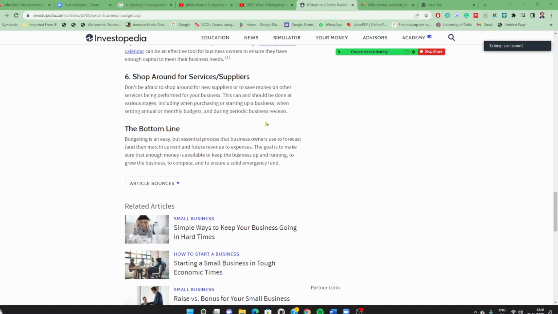So the bottom line of the entire story, or the crux of the story, is budgeting is an easy but essential process that business owners use to forecast. See, it is forecasting, I have used this word. Forecast current and future revenue and expenses. The goal is to make sure that enough money is available to keep the business up and running, to grow the business, to compete, to ensure a solid emergency fund. These are all the objectives of budgeting.